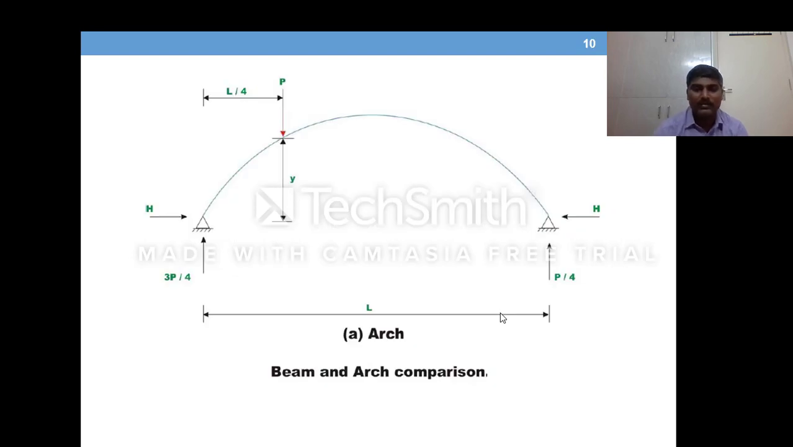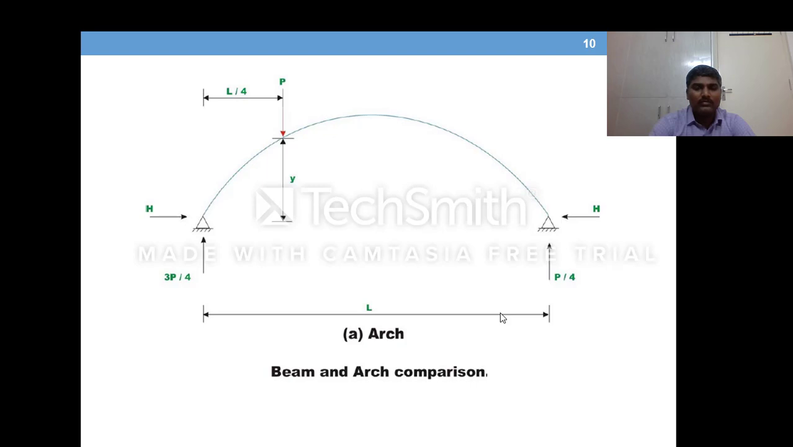This is an example taken for comparison of how beam and arch are different in developing bending moment, because bending moment is the prime concern for the design of a structural element. The important design parameter is the bending moment.